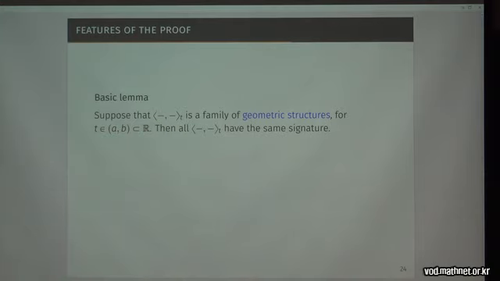But if any of these eigenvalues wants to change from positive to a negative value, it has to cross 0. And so at that point, my geometric structure will not be non-degenerate. So as long as I know that all of my geometric structures are non-degenerate, the signature has to be constant. A very important basic fact, very useful.